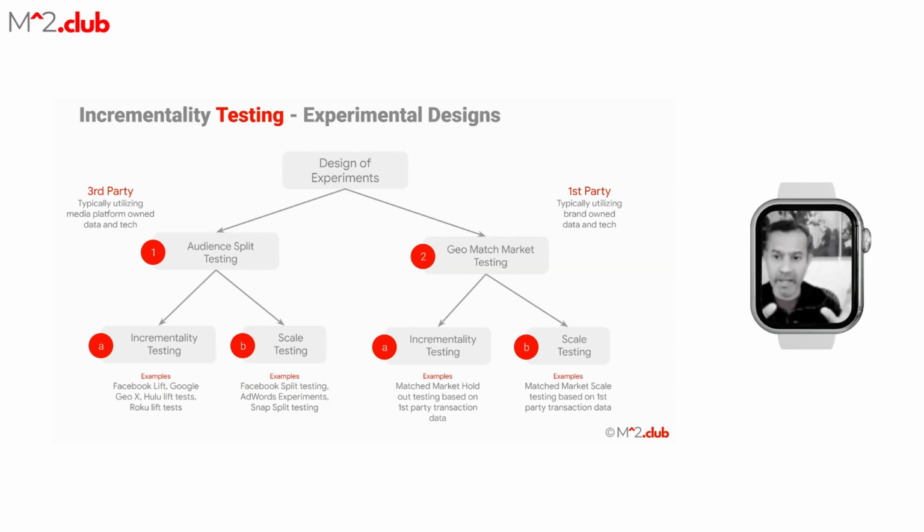I've taken a little liberty to simplify all the little categories here so you have an easy mental model of how to think about these tests. There are two types of tests. One is split testing, one is match market testing, okay? Now, what is split testing? Split testing is a classic RCT design where you take a sample of the audience and split it into two buckets, A and B. A gets a treatment, B gets a treatment, and the difference between the treatments is basically lift, okay? That's what split testing is.